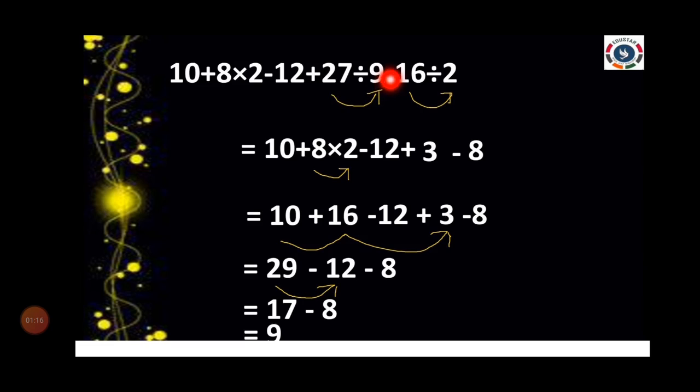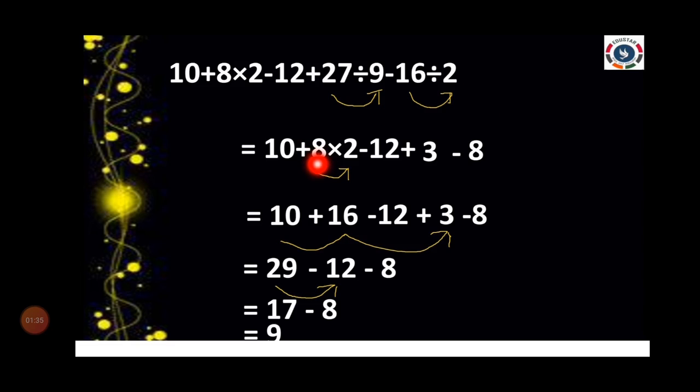Now you divide these two values. How many times is 9 in 27? 3 times, right? 3. Then how many times is 2 in 16? 8. That you want to write. The symbols and all you have to write as it is. Next, division over, we remove the symbol.